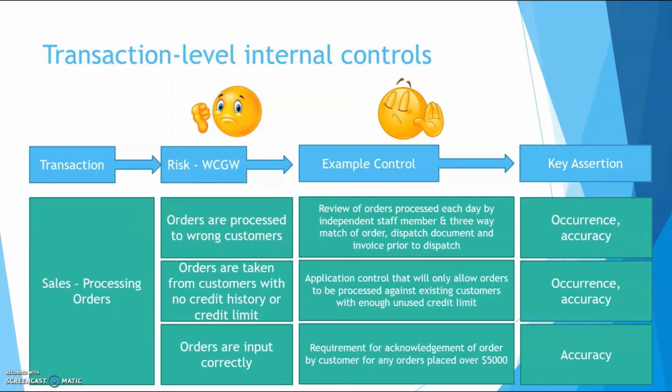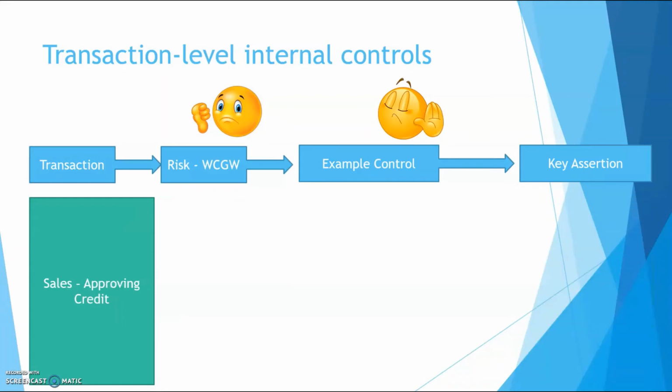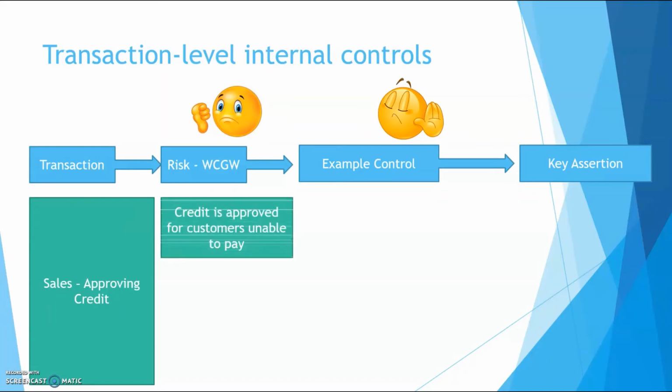So we keep working through the transaction level controls and how it looks. Our next one is sales, approving credit. We kind of touched on this in the previous slide, but we're just going to expand on it a bit more now. So what could go wrong with approving credit?